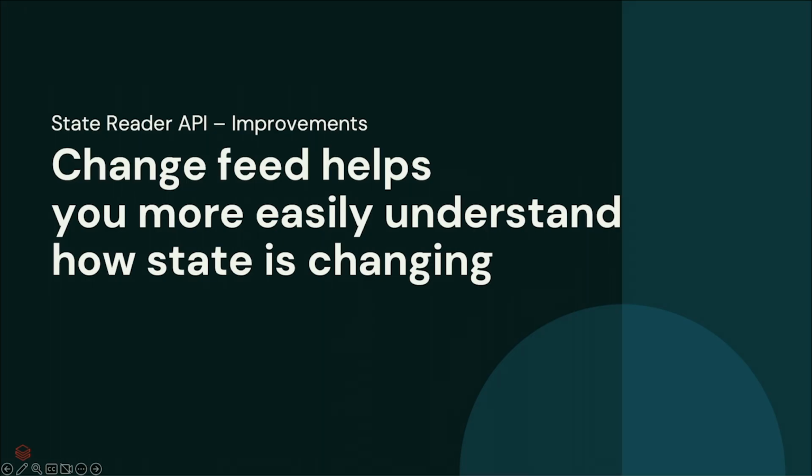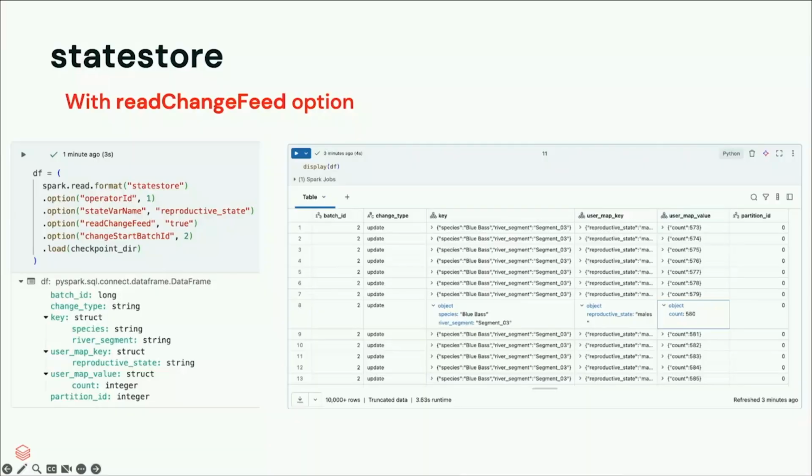So today we're talking about the state reader API's change feed, and that lets you look at the changes over time over the course of batches. Here, really the only difference is I've added this read change feed, and I've told it what batch I wanted to start to read at.